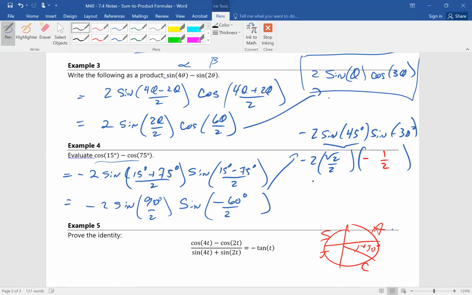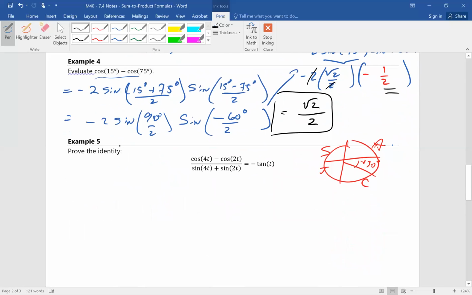And at that point, all you have to do is clean stuff up. This 2 goes with this 2. And you end up with negative on the front and a negative there, so it's positive. So you're going to have root 2 all over this bottom 2. Done. Crazy, huh? So now we have yet another way, I should say. We've had all sorts of formulas. Some are difference identities and things like that. But now if you have a difference of cosines or a product or something like that, you know how to handle it. So let's do one more, and let's go ahead and prove it.